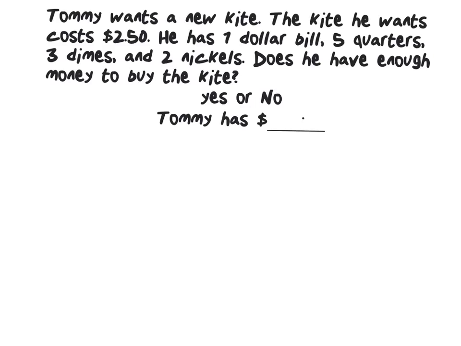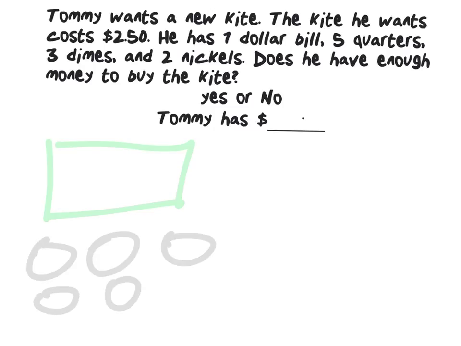All right, class, let's see if Tommy has enough money to buy a new kite. The kite he wants costs $2.50, and he has a $1 bill, 5 quarters, 3 dimes, and 2 nickels. So let's see if he has enough. First I'm going to draw out what we have. We have a $1 bill, and then we have 5 quarters, 1, 2, 3, 4, 5. We have 3 dimes, 1, 2, 3, and then we have 2 nickels. So I'm going to go ahead and label these.